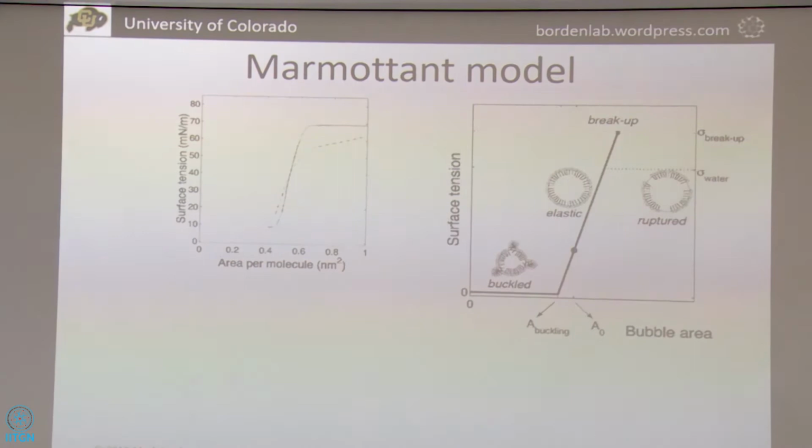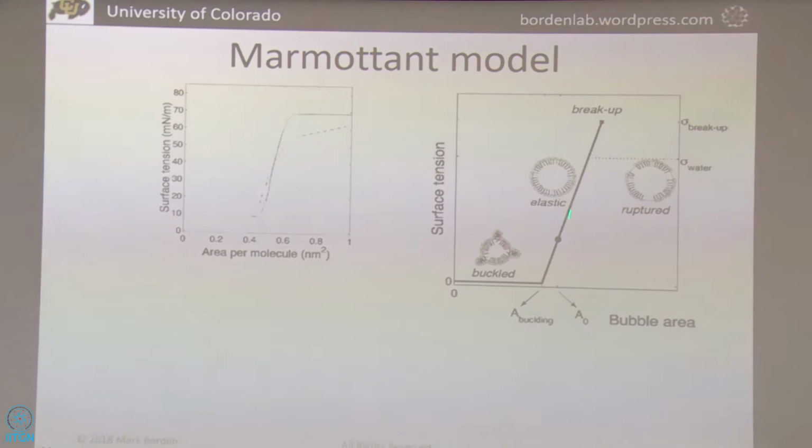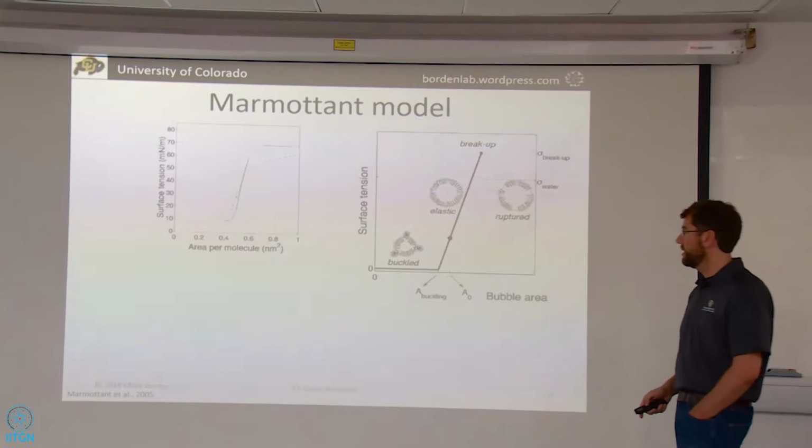When you have the shell, there's a nice model by Marmottant. I'll talk a bit more about this in a bit, but basically the lipid shell has three regimes. An elastic regime, which is actually over a very small area. And then it's got a rupture regime and a buckle regime. I'll talk a bit more about that in a bit.